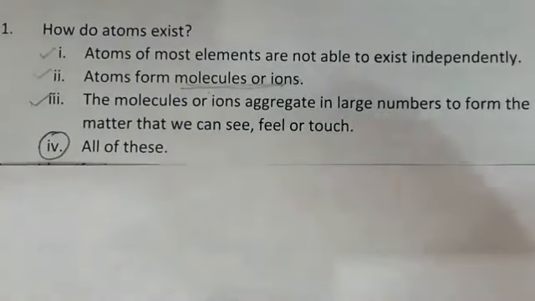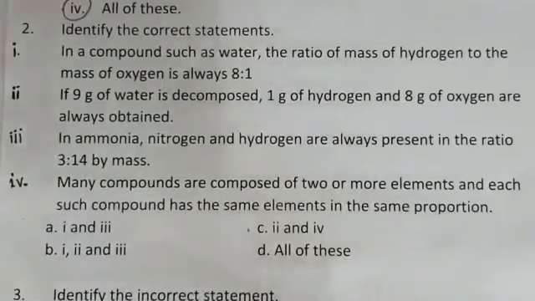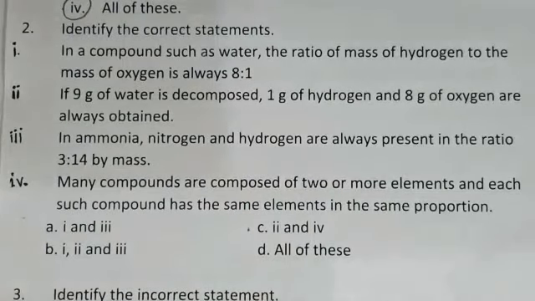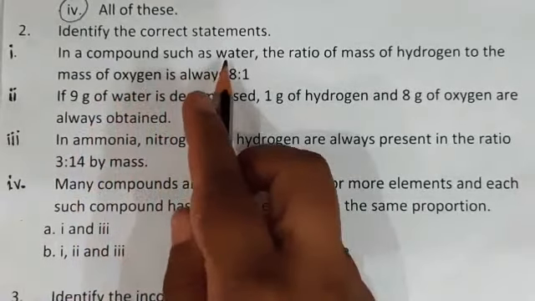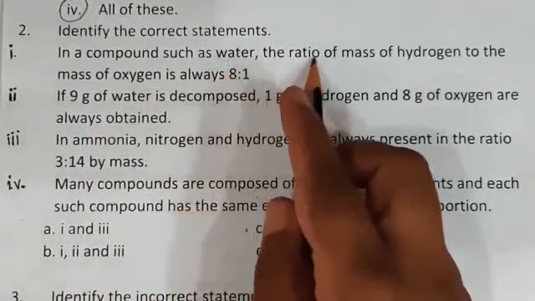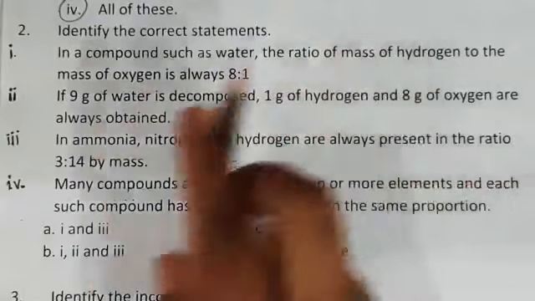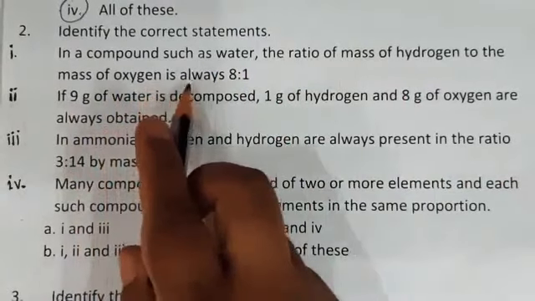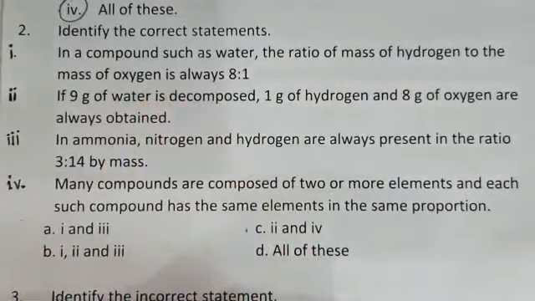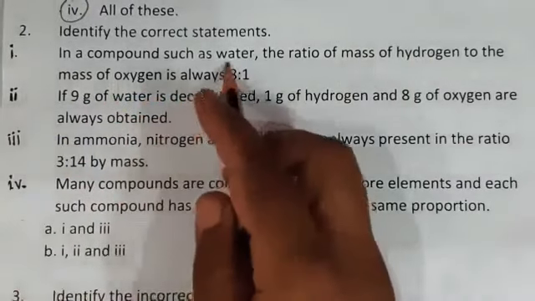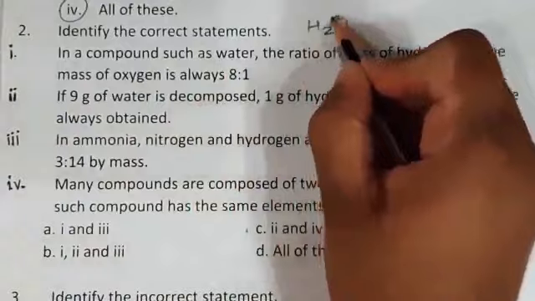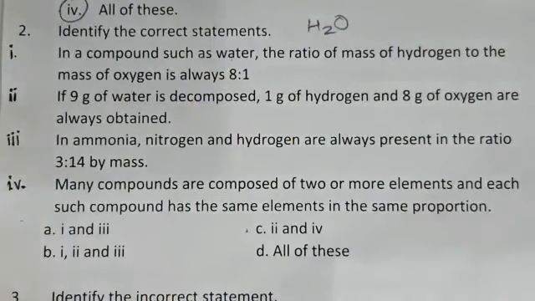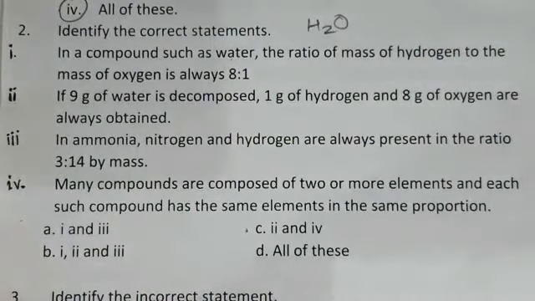Question number 2. Identify the correct statements. First, in a compound such as water, the ratio of mass of hydrogen to the mass of oxygen is always 8:1. What is the formula of water? It is H2O. So the ratio of mass of hydrogen.